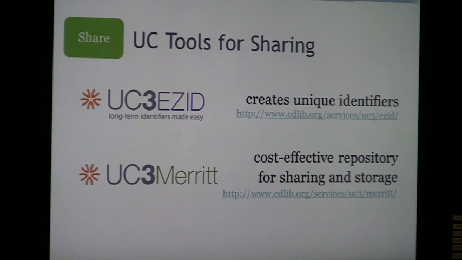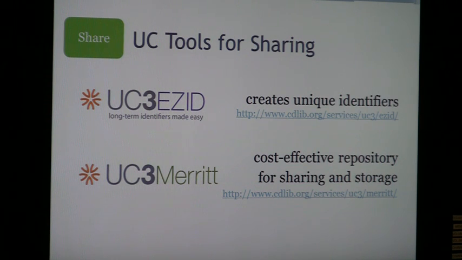So we do have a couple of tools available through, again, UC3 that will assist you with sharing. EZID is a service that allows you to create unique identifiers. So it's sort of like a URL for your data or your images or audio or whatever it might be, any sort of digital object, but it's something that's going to remain constant. So you can give somebody this identifier, and even if your stuff moves, that location gets updated and the identifier will always work.